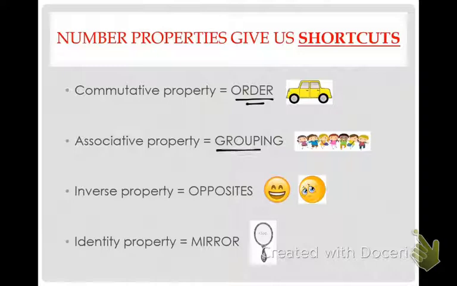Grouping. Your group of friends, okay? So you can change the grouping and it won't change your answer. Inverse, what's the key word? Opposite. A number and its opposite will always equal 0.